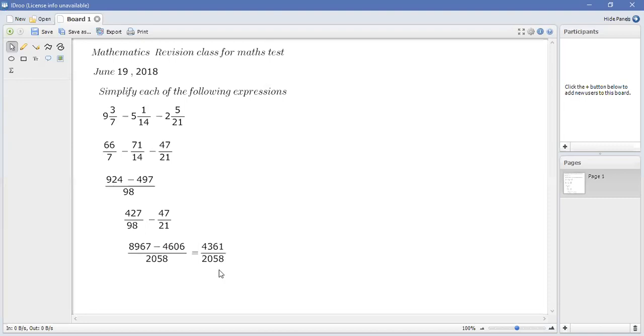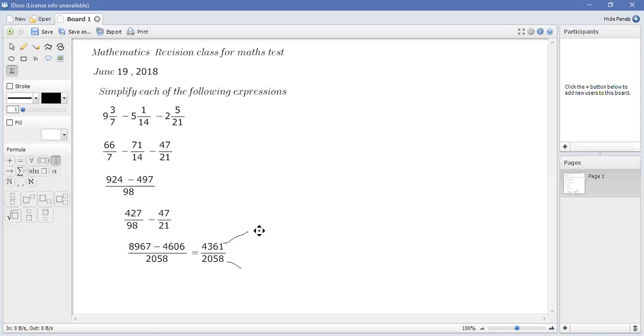Now, you could leave the answer like this if they did not ask you to write it in its lowest term. But if they ask you to write the number in its lowest term, then what you'll need to do is find the highest common factor. So find the factors of the numerator, and then find the factors of the denominator.